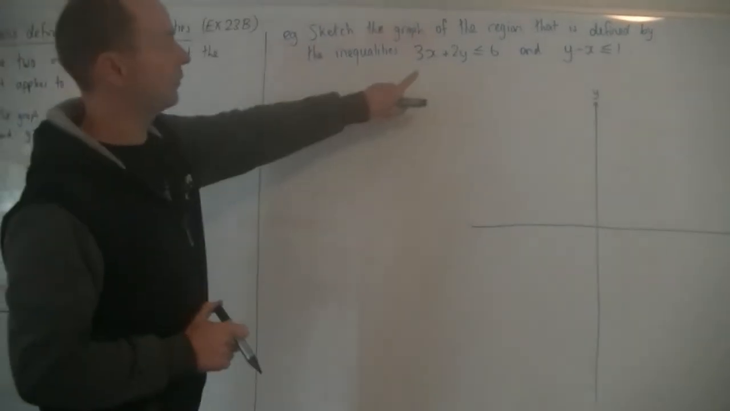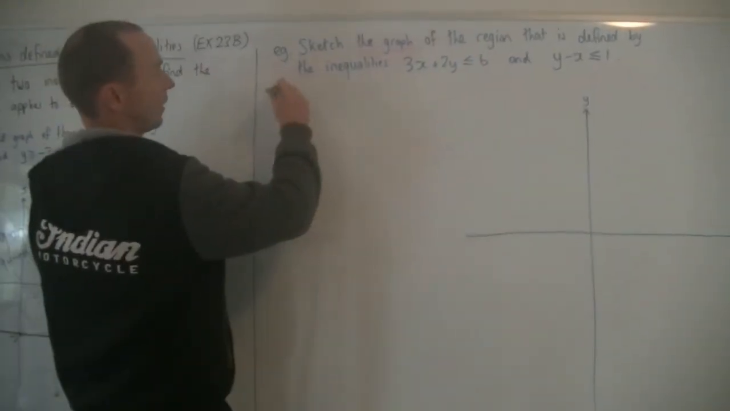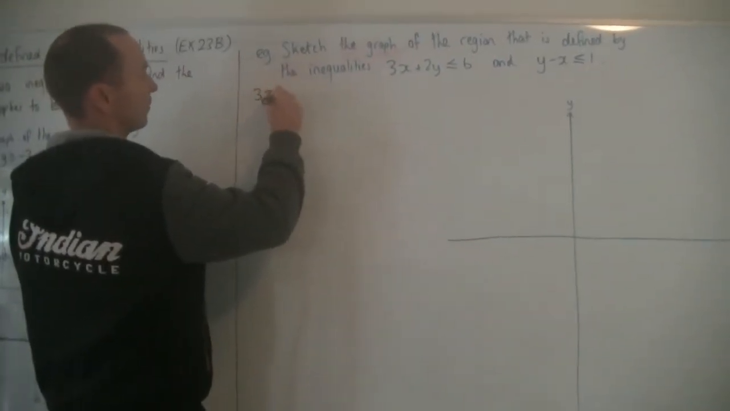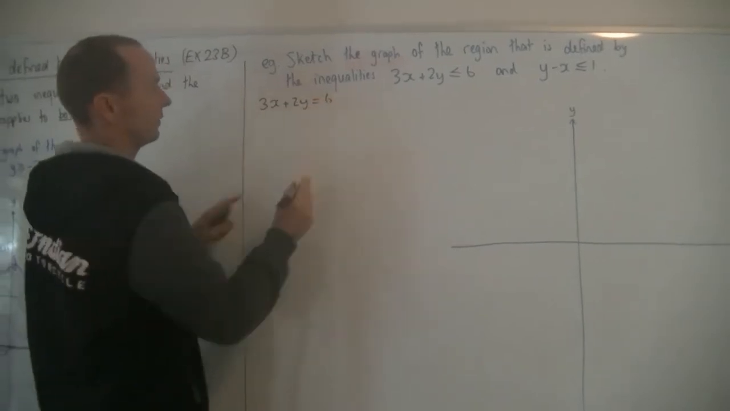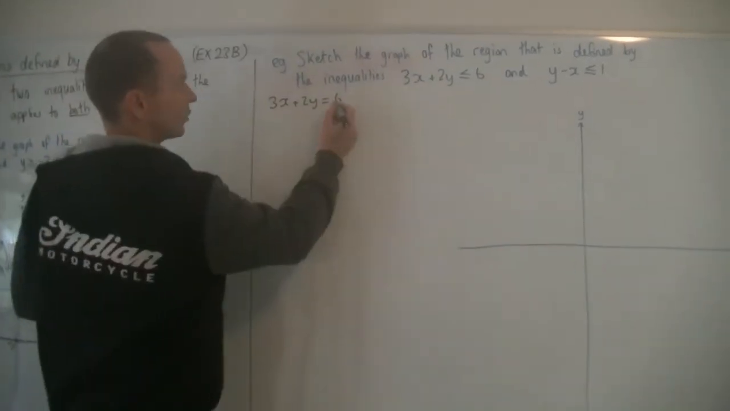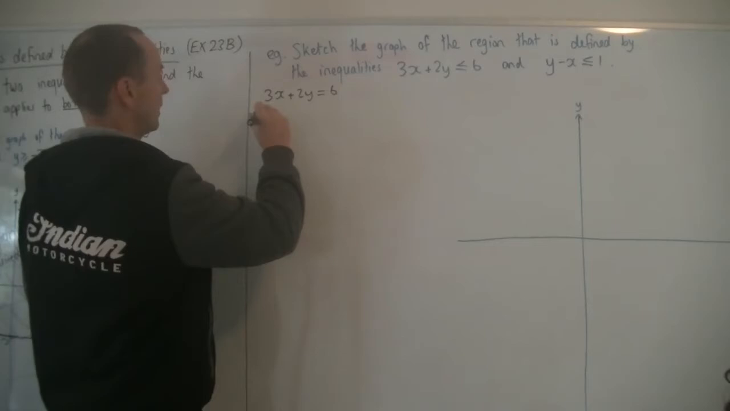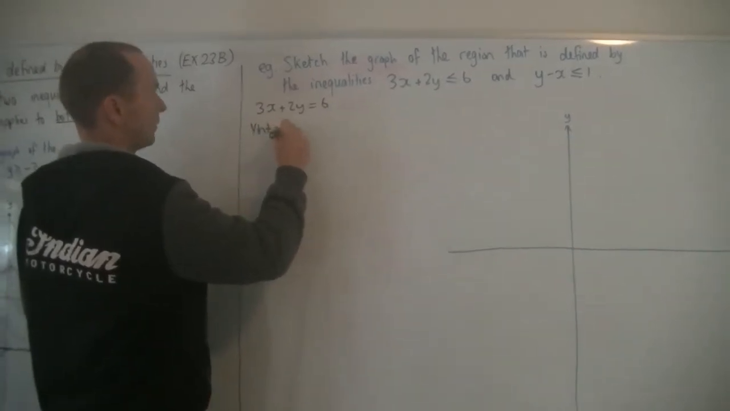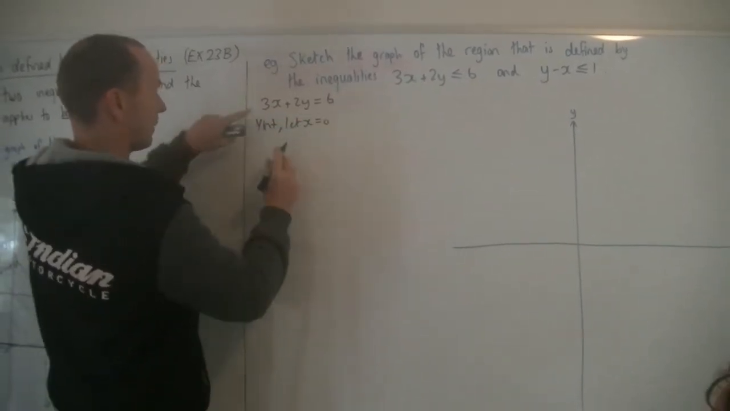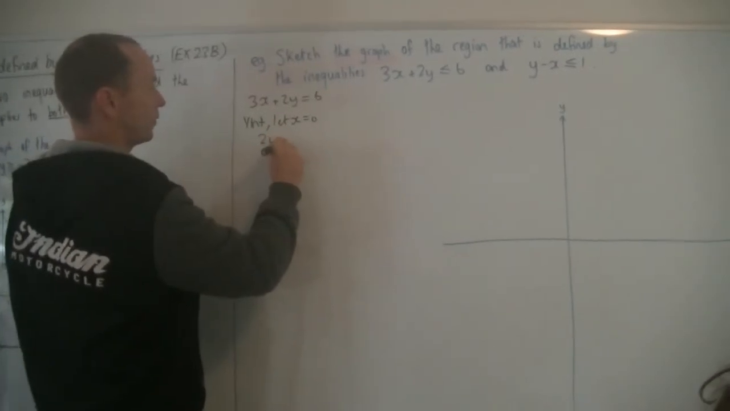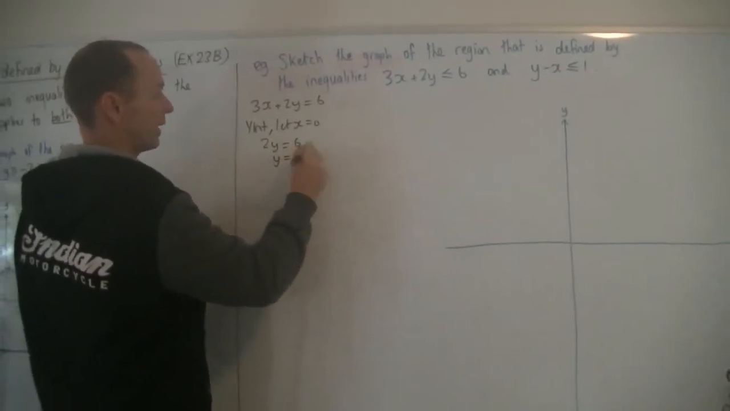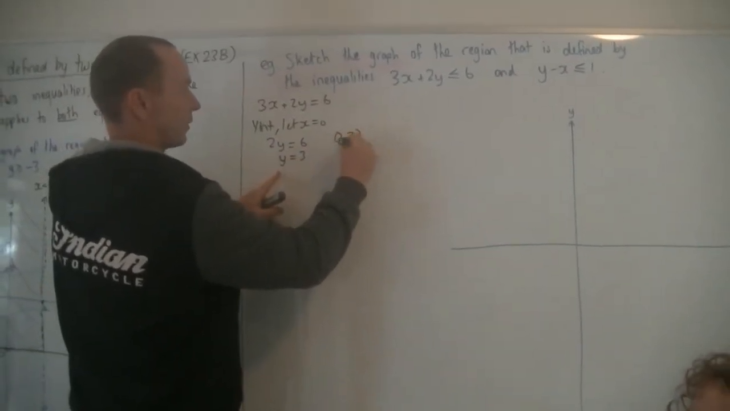Alright, so I'm going to do the first equation first. I'll write it down, 3x plus 2y equals 6, because remember, just to draw the equation, I'm going to say it is equal to 6. So, y-intercept, let x equal 0. Hopefully you can do this pretty quickly and you get y equals 3. So the first point is (0, 3).